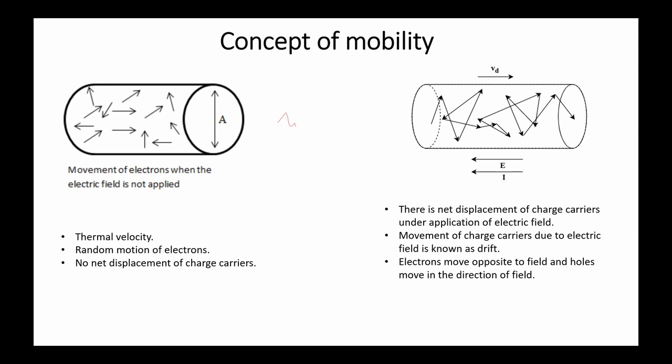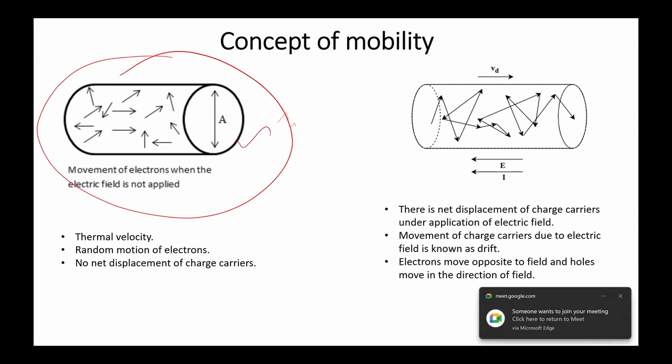When there is no applied field, the electrons move randomly inside a semiconductor. This is a piece of semiconductor, and electrons are moving.